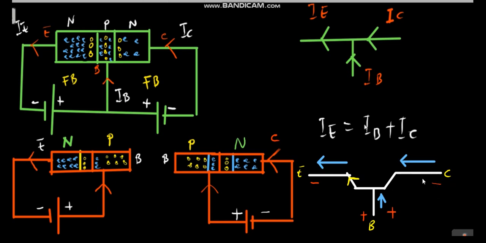Looking at this top side, the electrons will flow from the collector to the emitter here. That means the collector side will be a region of higher concentration going to a region of lower concentration. So the collector side will be positive and the emitter side will be negative, telling us that electrons are flowing from the collector side to the emitter.